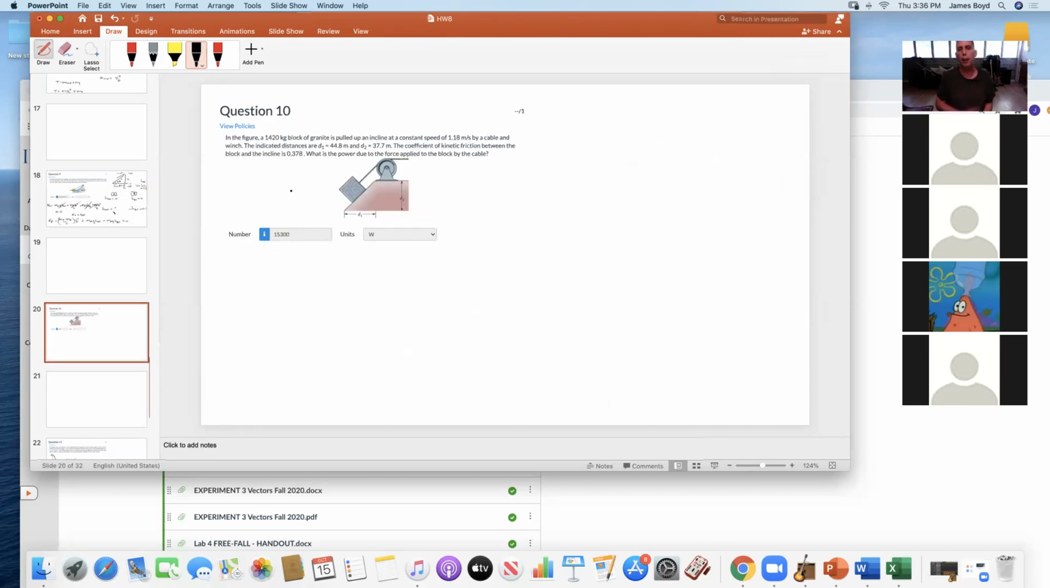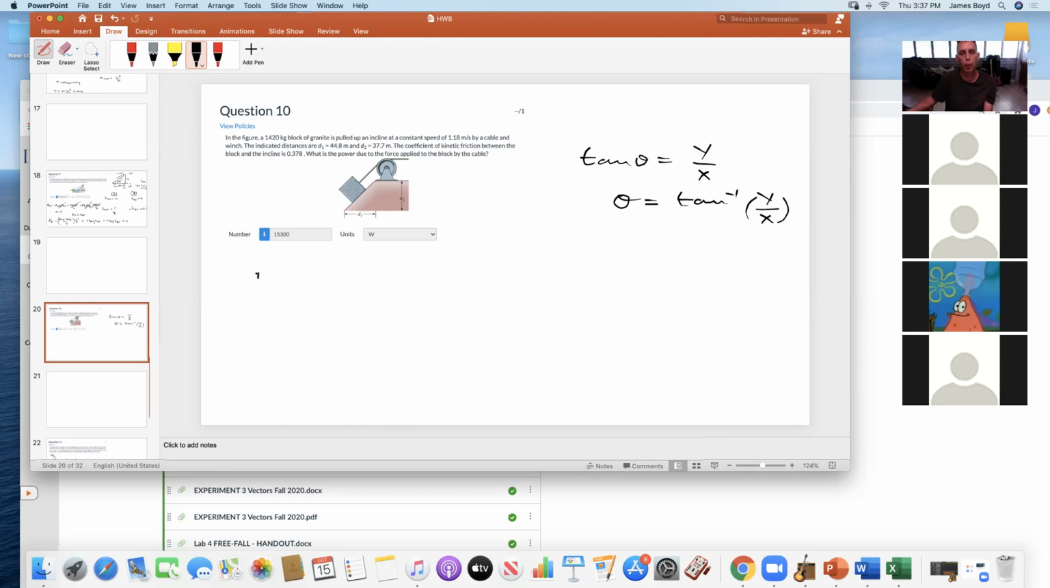This one is basically the same. You have work of friction now, and you have to find the angle. Remember that tan of an angle is Y over X, so the angle is arctan. So you can find this angle right here. They gave you D1 and D2. That's your Y, that's your X. Once you have that, it's being pulled up at a constant speed, okay?